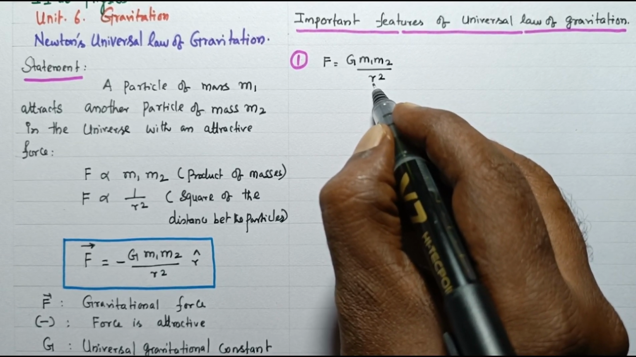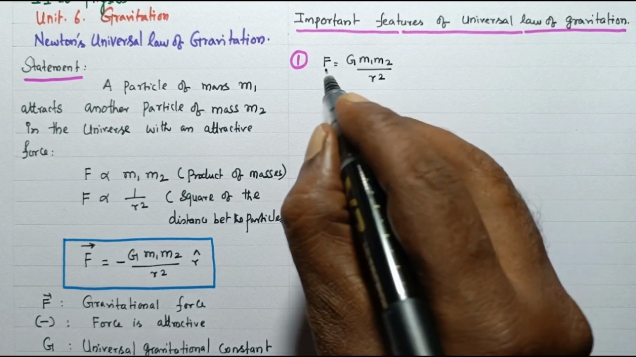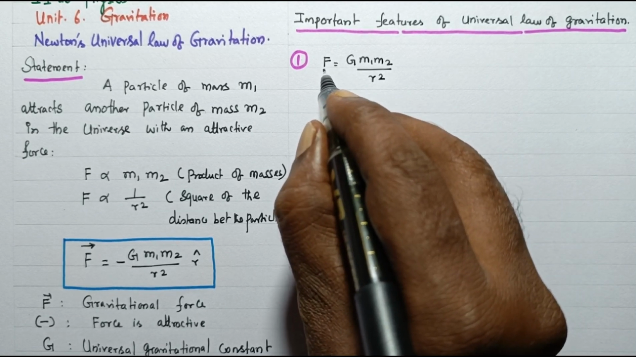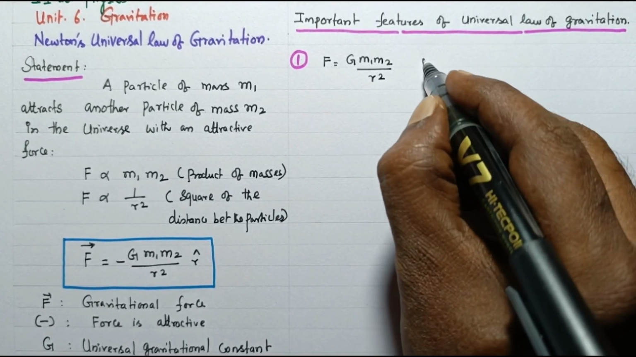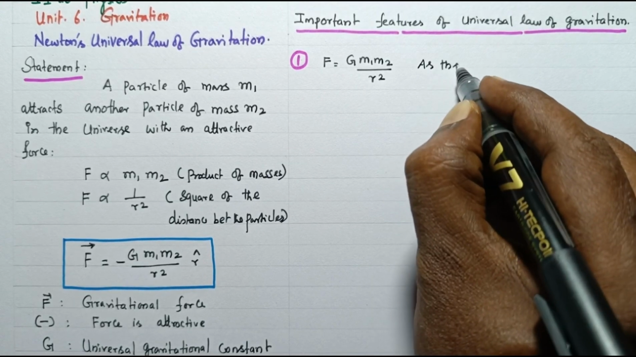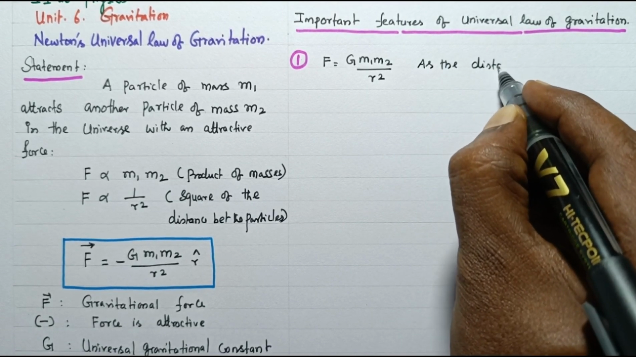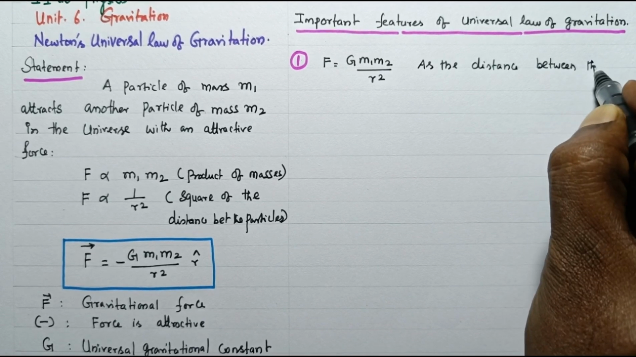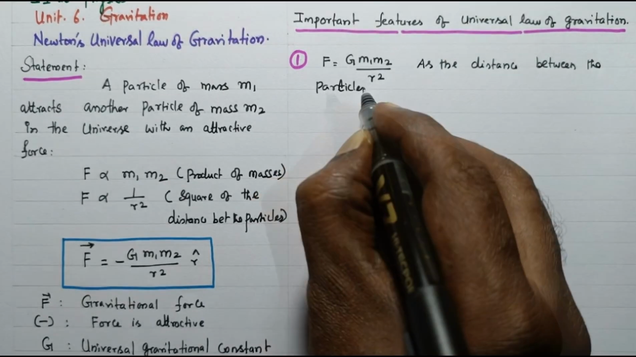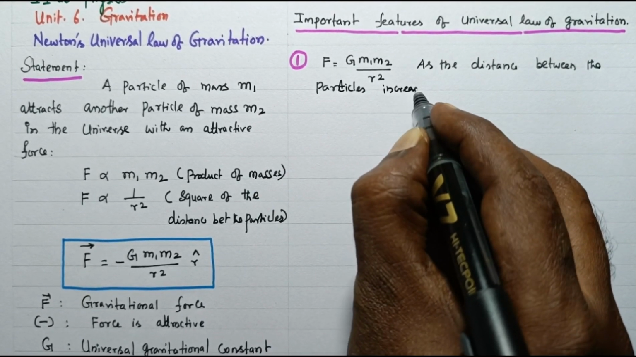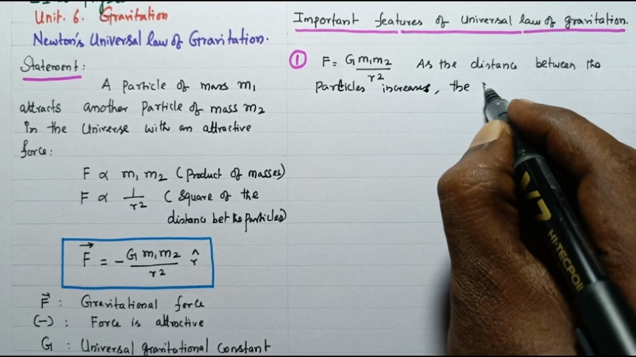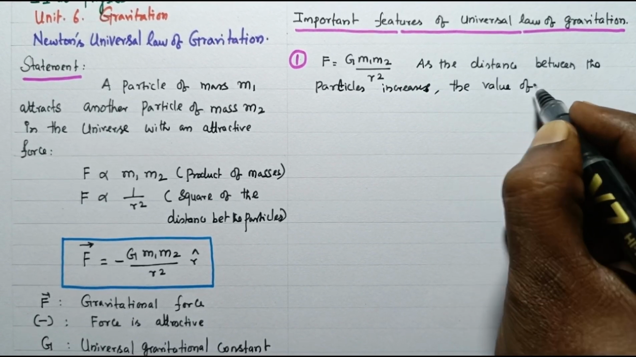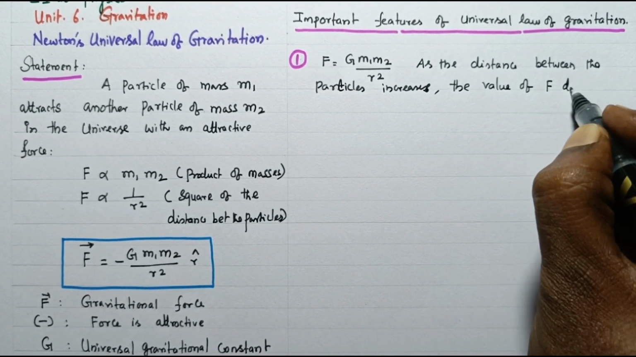So if the distance increases, the value of F decreases. This is the first point. As the distance between the particles increases, the value of F decreases.